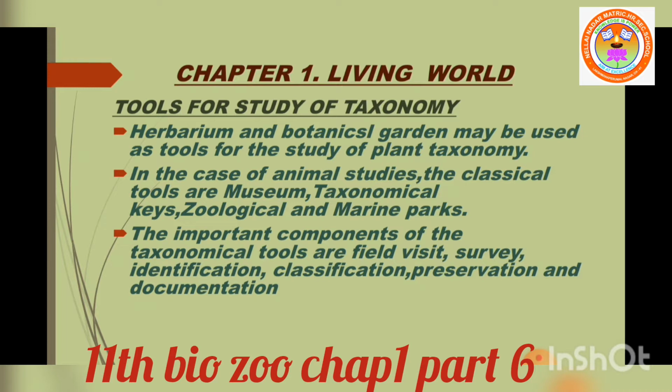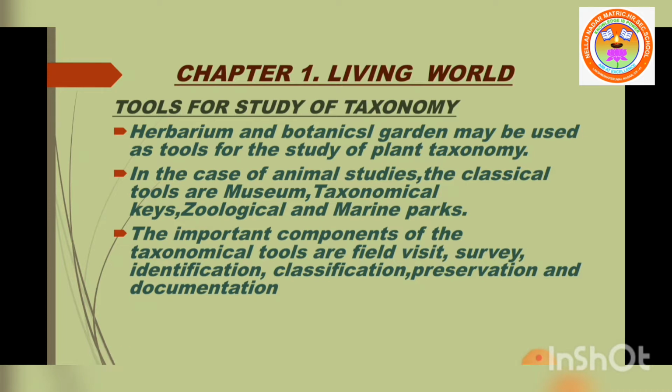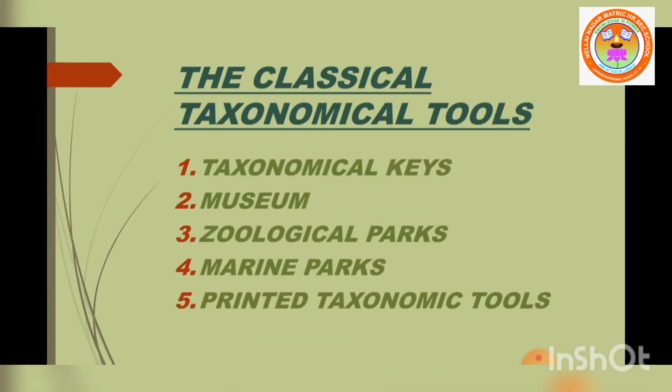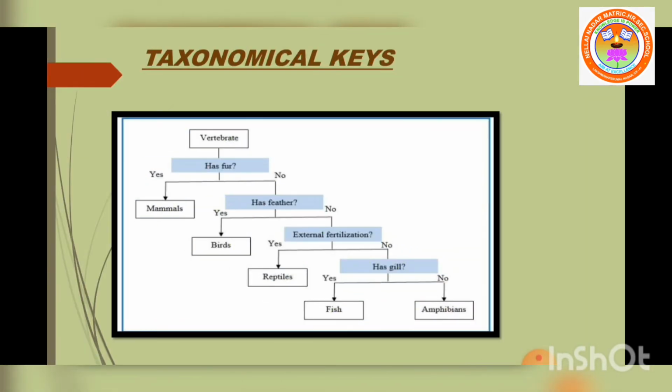Many tools are being used for taxonomical studies. Amongst them, some of them we are going to discuss now. The classical taxonomic tools include taxonomical keys, museum, zoological parks, marine parks, printed taxonomic tools. Taxonomical keys. So, what are taxonomical keys? Keys are based on comparative analysis of the similarities and dissimilarities of organisms. There are separate keys for different taxonomic categories.